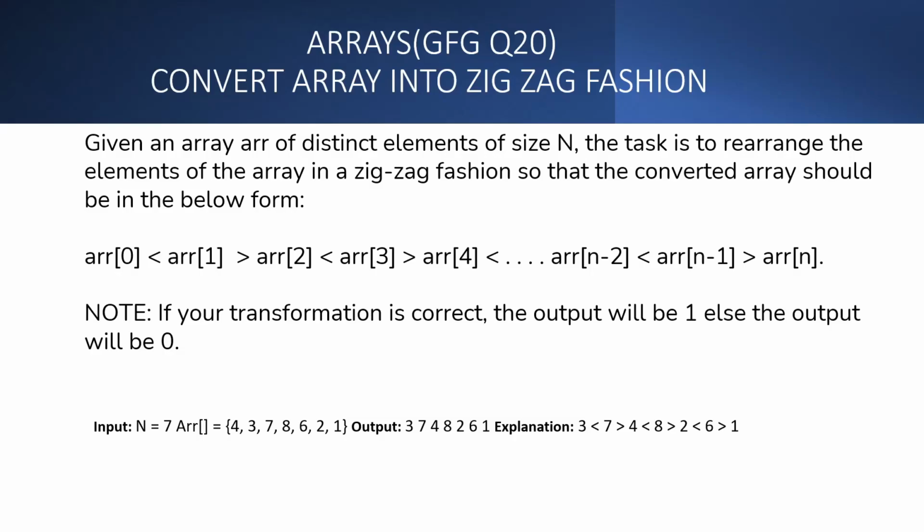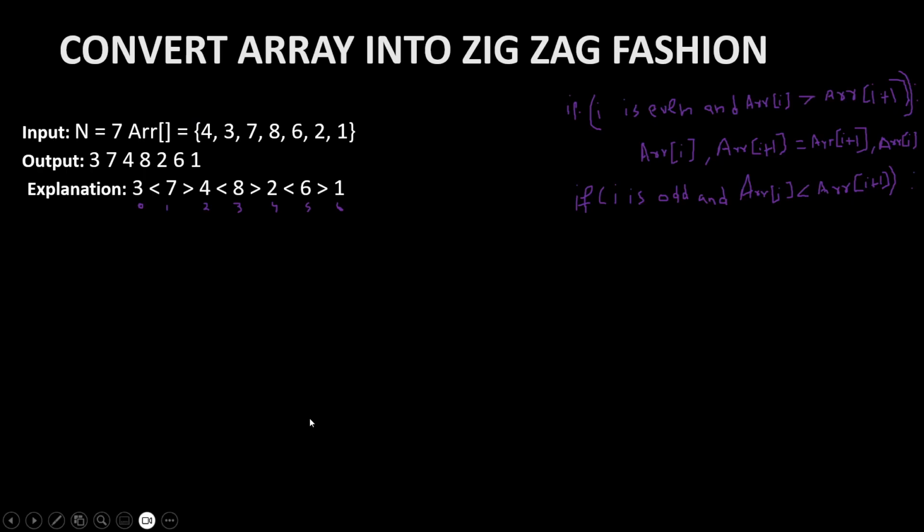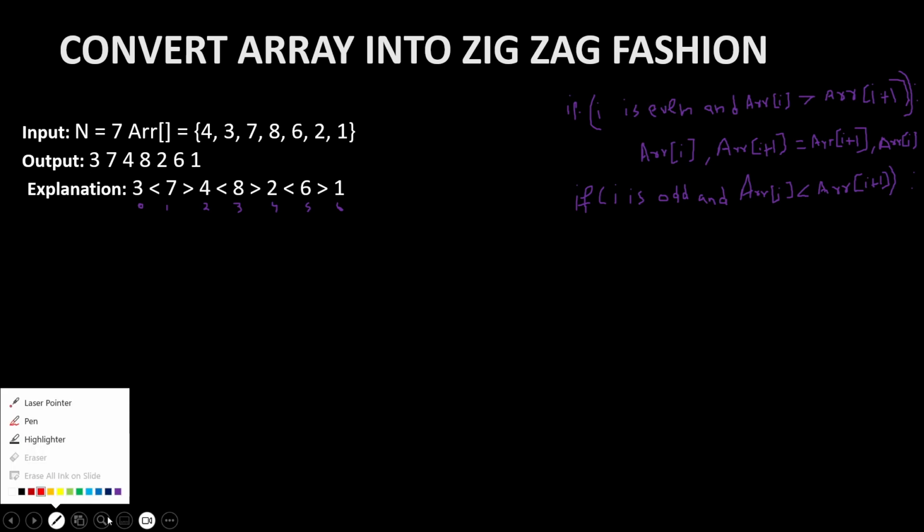Question number 20 of arrays from Geek for Geeks. Now just have a quick read of the question, which is to convert an array into zigzag fashion. Now let's get into the approach to the question. How should we approach? For that we have to understand the question first.